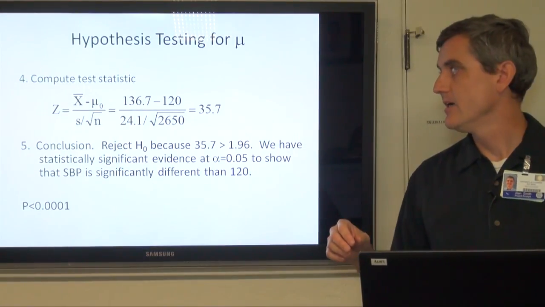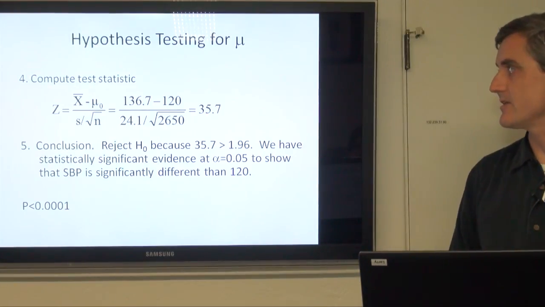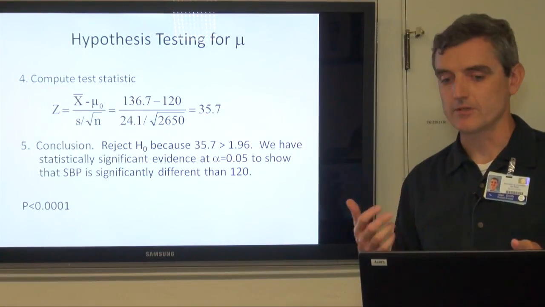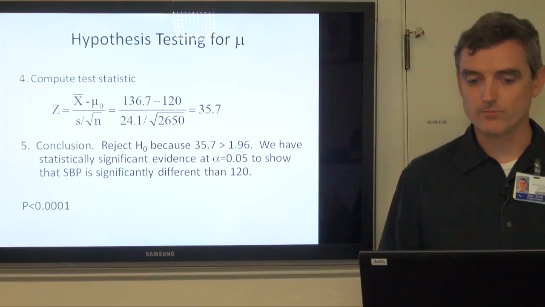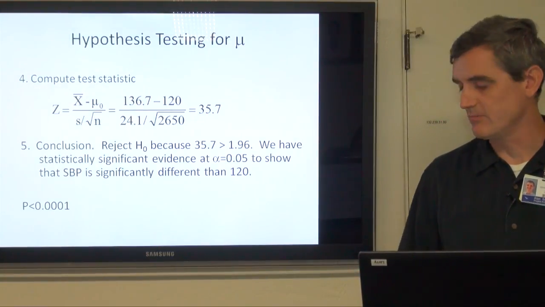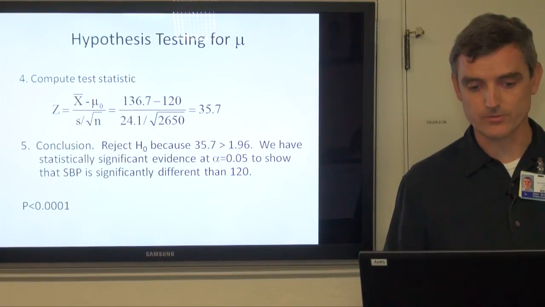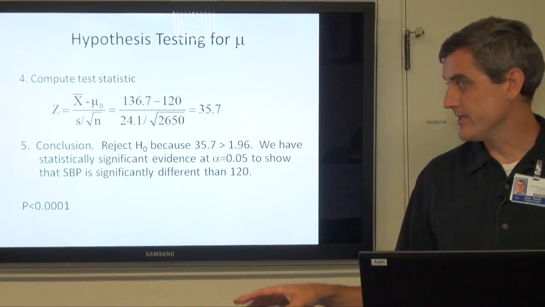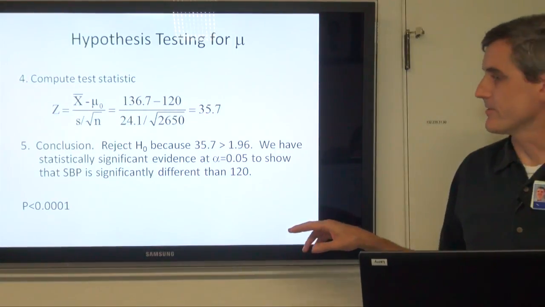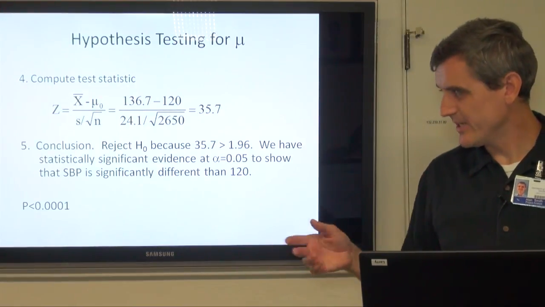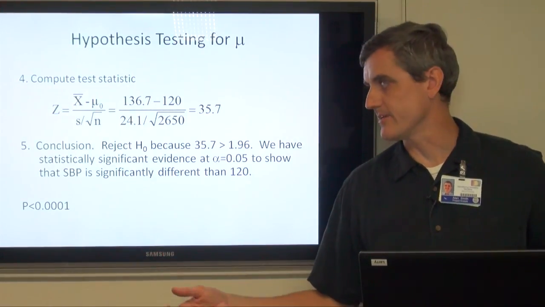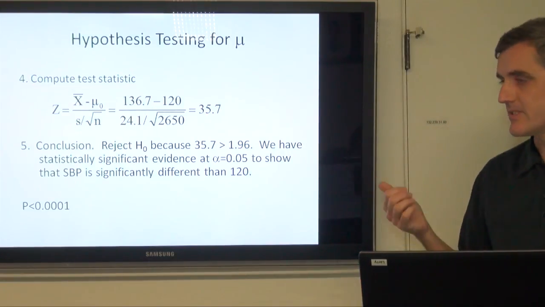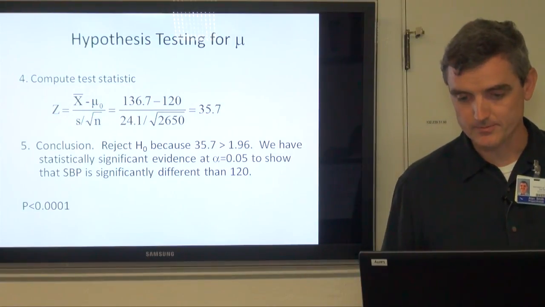It's 35.7. And with the z value that large, we can reject the null hypothesis because 35.7 is larger than 1.96. And we have statistically significant evidence to show that blood pressure is different from 120. And we actually can calculate the p-value off of that. If I was actually to give you the actual p-value, the zeros would go all the way out here for this particular one. But usually we'll just say if it's highly significant, we'll say p is less than 0.0001, so there's less than 1 in 1,000 chance of seeing a result like this purely by chance alone.